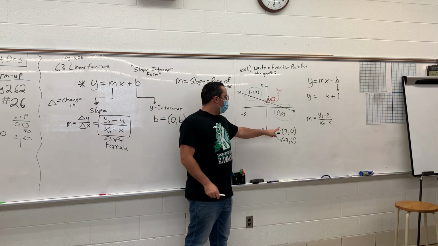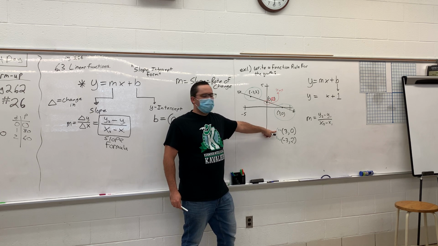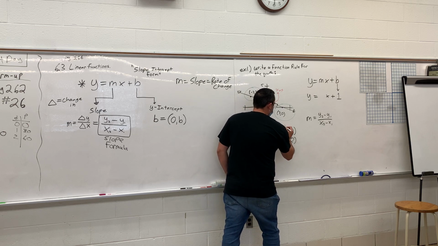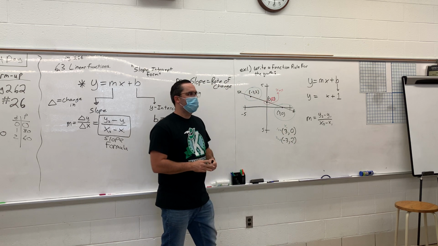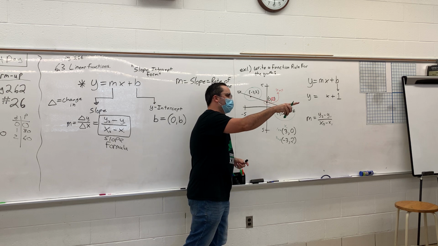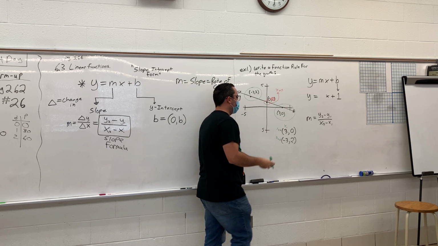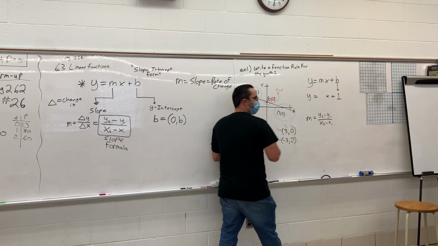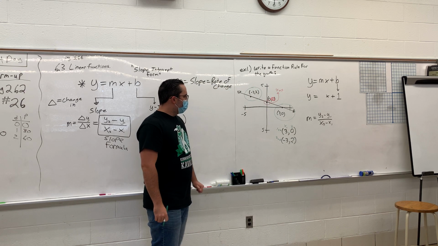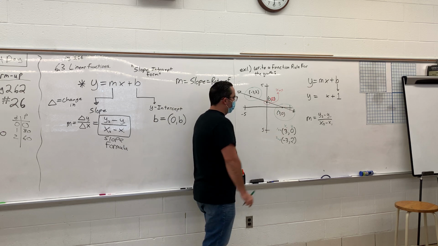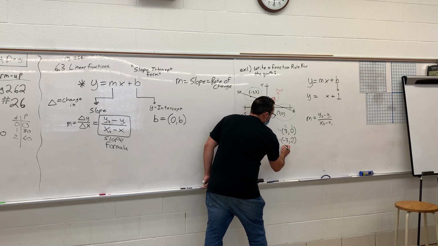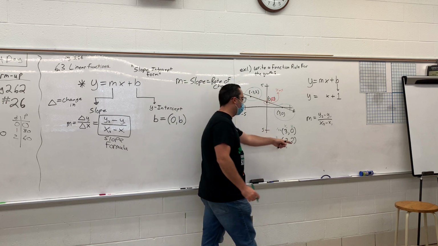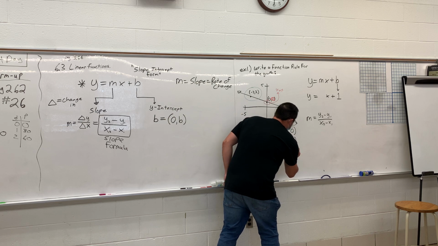So if this is my first coordinate, 3, 0, what is 3? This is my first x. What's your name? Filbert. What is 0? Y1. Good. So if 3 is x1 and 0 is y1, what is negative 3 here? X2. And the 2 here is my second y.